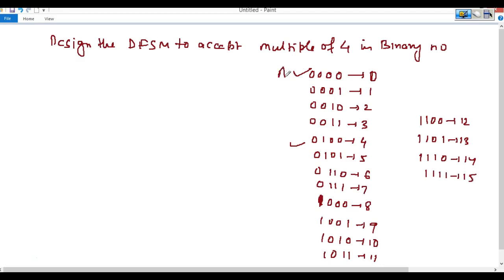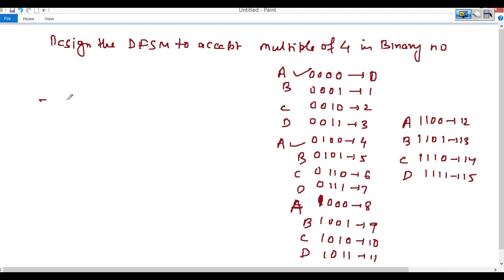So this should be accepted. This is A, this is B, this is C, this is D. Again this should be the A only, because this is the accepting final state. B, C, D, again A should be accepted. So you can rename it as A only. B, C, D, again it should be accepted. So A, B, C, D, and again the next one should become accepted.